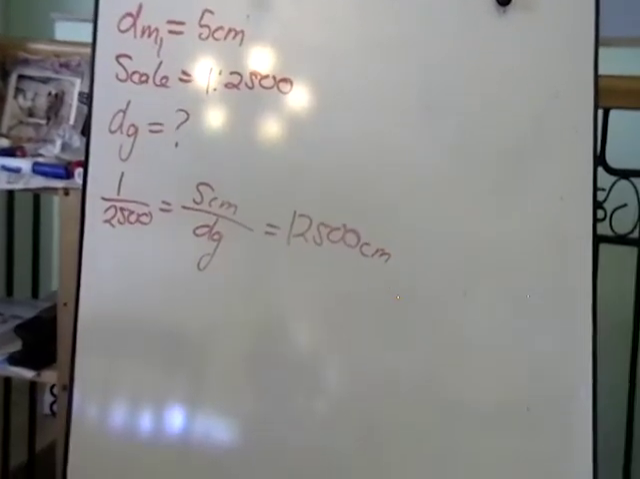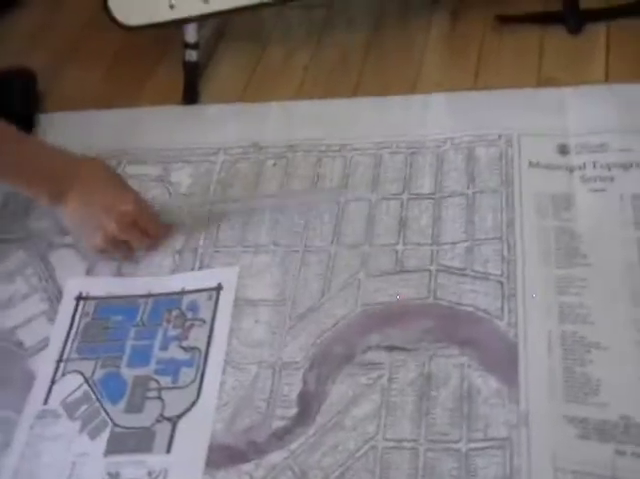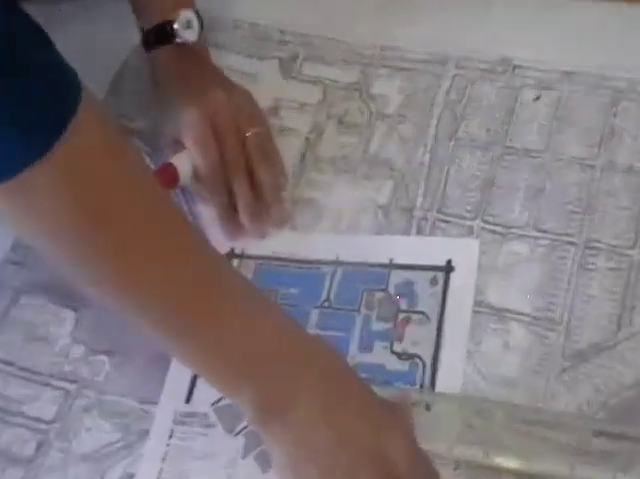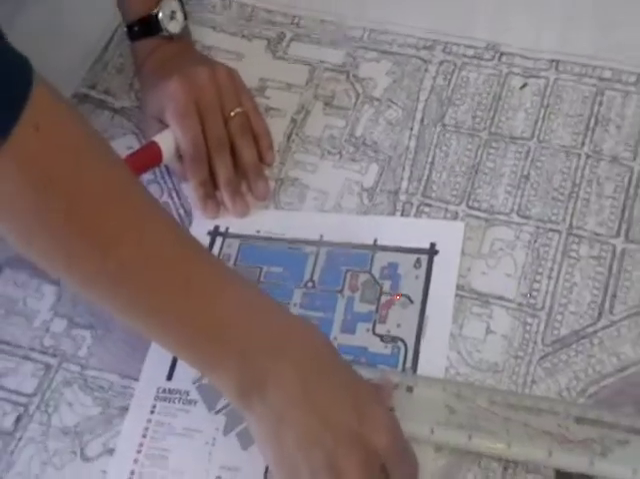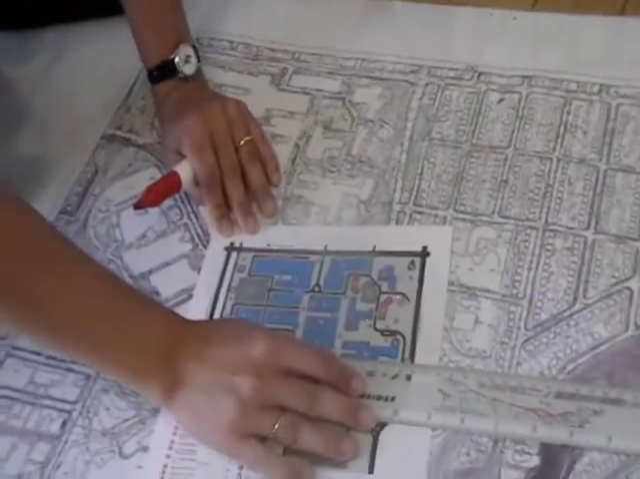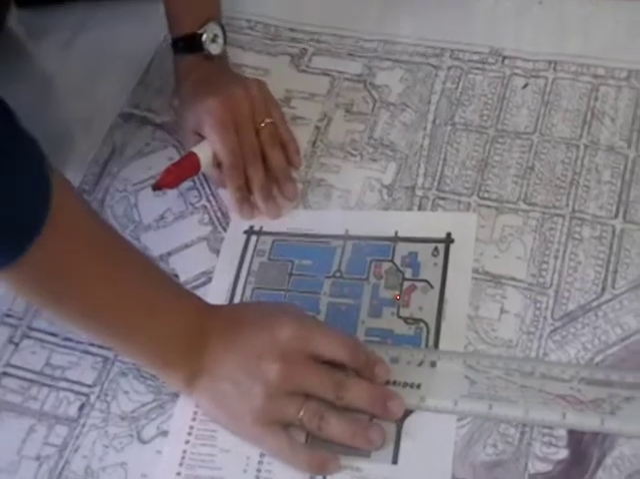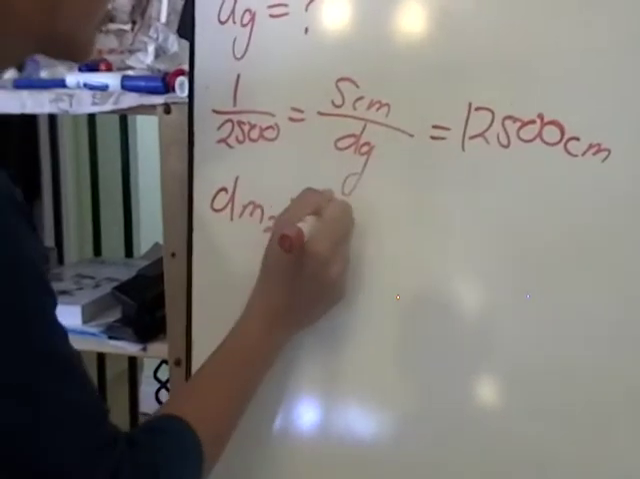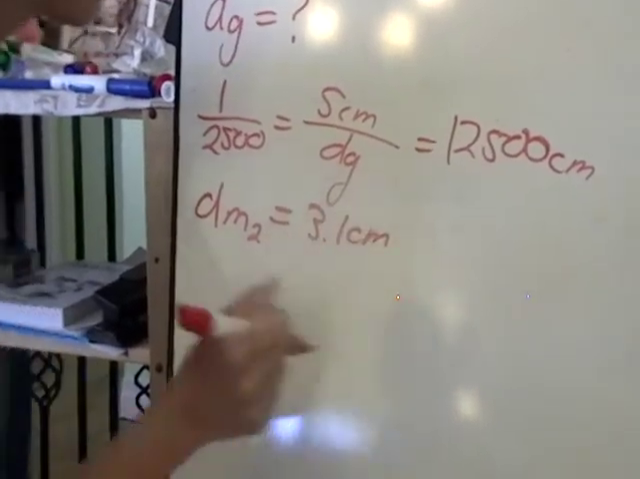So then I'm going to go back, and I'm going to go down to my map here, and I'm going to measure the map for Senator Burns on the campus map that I don't know the scale of. And this one, it is 3.1 centimeters. So my DM2 is 3.1 centimeters.